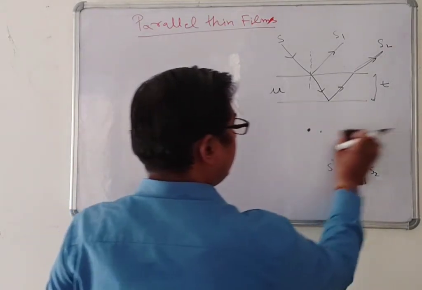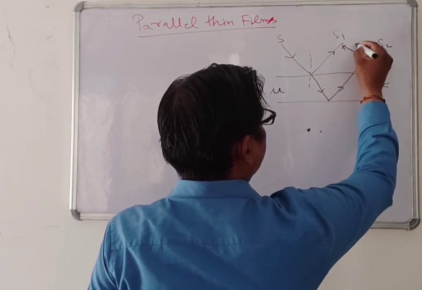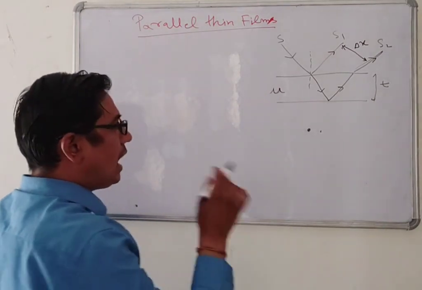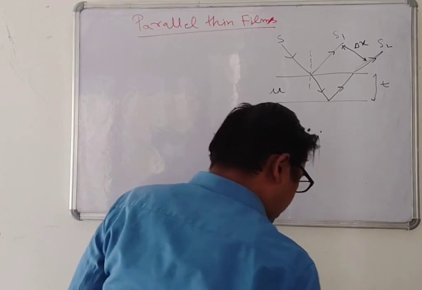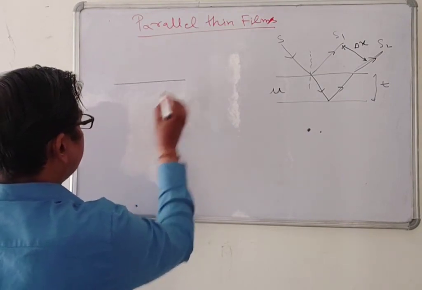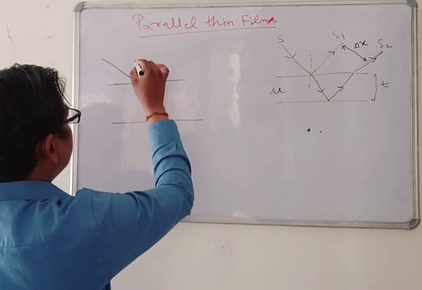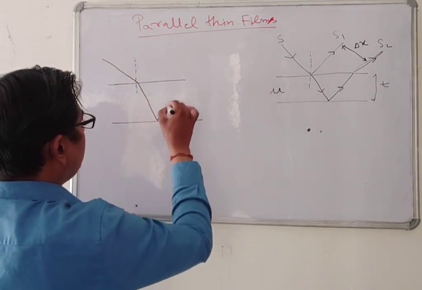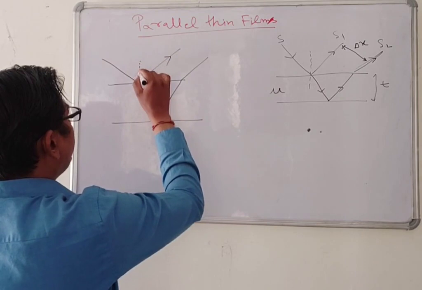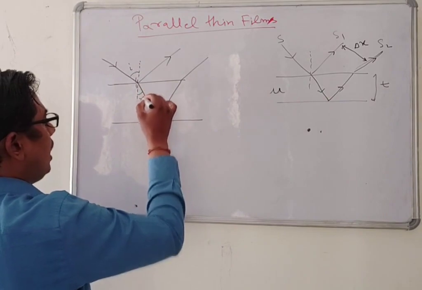Now what is the path difference between them? Let it be delta x. Now what is the value of delta x? Again we draw the picture here for better clarity. Here is a perpendicular from here. This is the incident ray. Suppose this angle is I, and this angle is R.